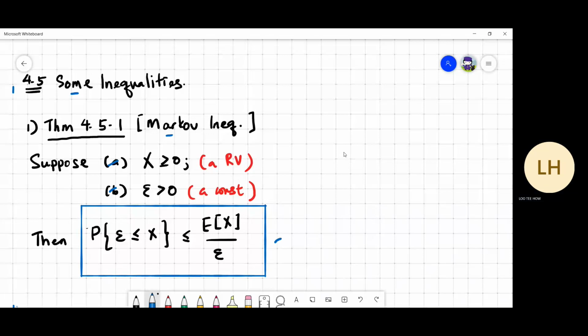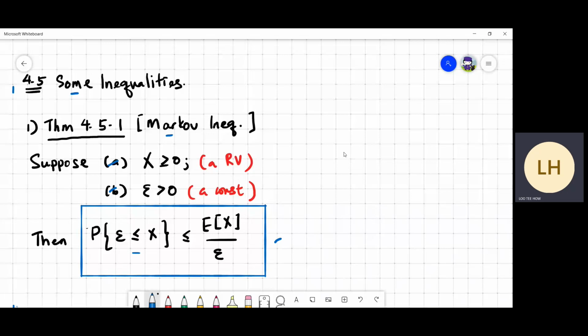That is, the probability for the event X greater or equal to epsilon is always less than or equal to the expectation value of X divided by epsilon. The proof for this theorem is a good example to demonstrate how to solve problems using techniques that we have learned previously.